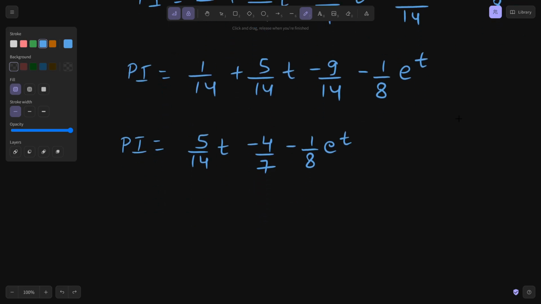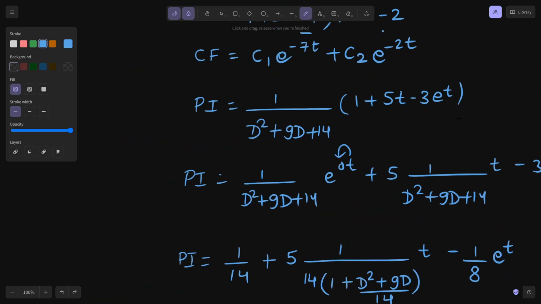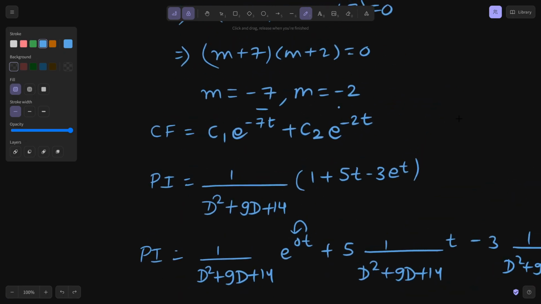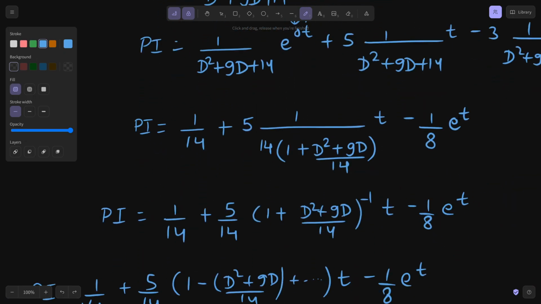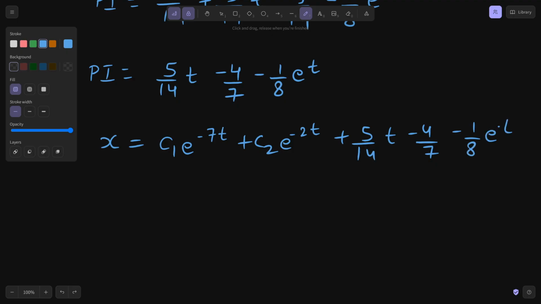So finally your x will be CF plus PI. So what was the CF long way back? c1 e power minus 7t plus c2 e power minus 2t, and this is your PI, which is 5 by 14t minus 4 by 7 minus 1 by 8 e power t.